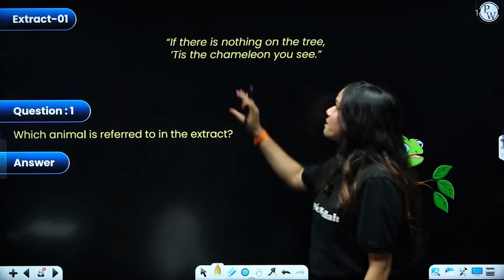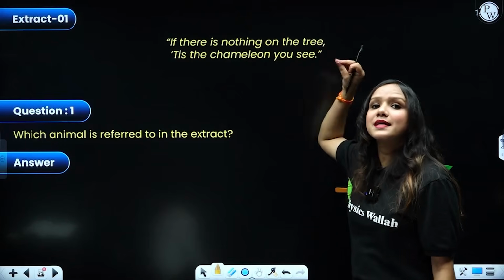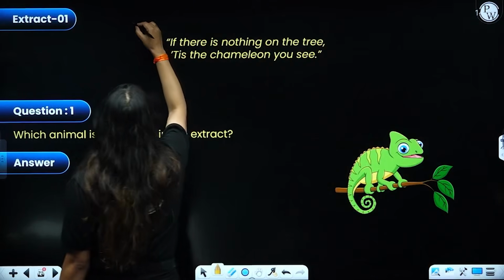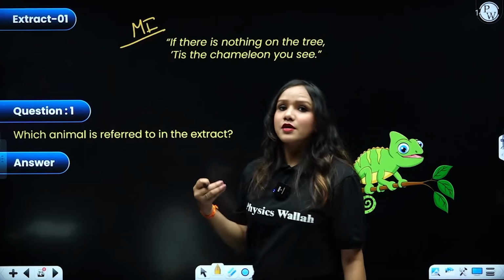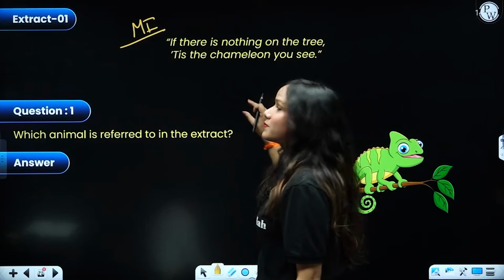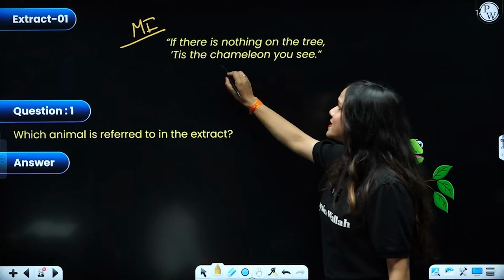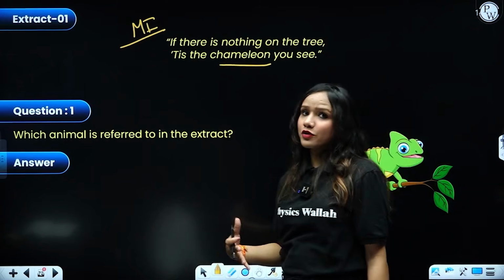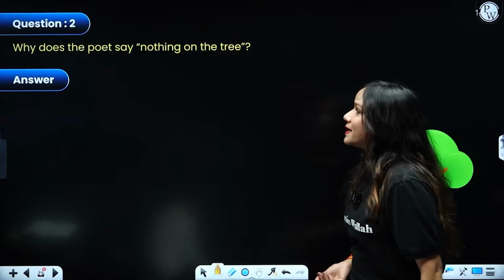Now, "if there is nothing on the tree, it's the chameleon." You see, I told you that the last stanza is extremely important, and please mark my words that you'll definitely get an extract based question, especially from this particular poem. Which animal is referred to here? If there is nothing, we see the chameleon, a lizard sort of thing, known for its ability to camouflage and blend itself with the surroundings.